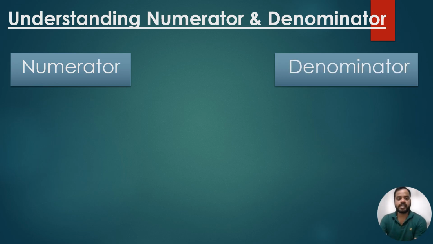Next we will understand the numerator and the denominator. In a fraction, this is the line. The number above the line is the numerator and the number below is the denominator. We will now understand through a few more examples. So here 2 is the numerator and 5 is the denominator.